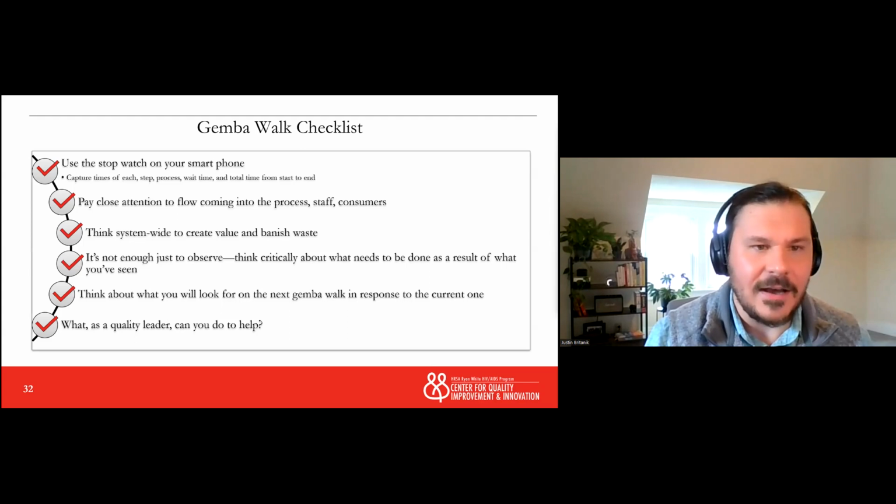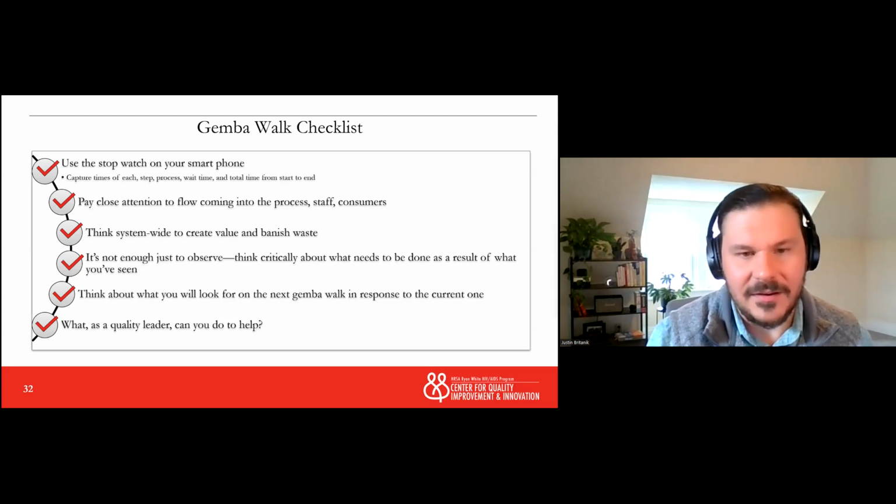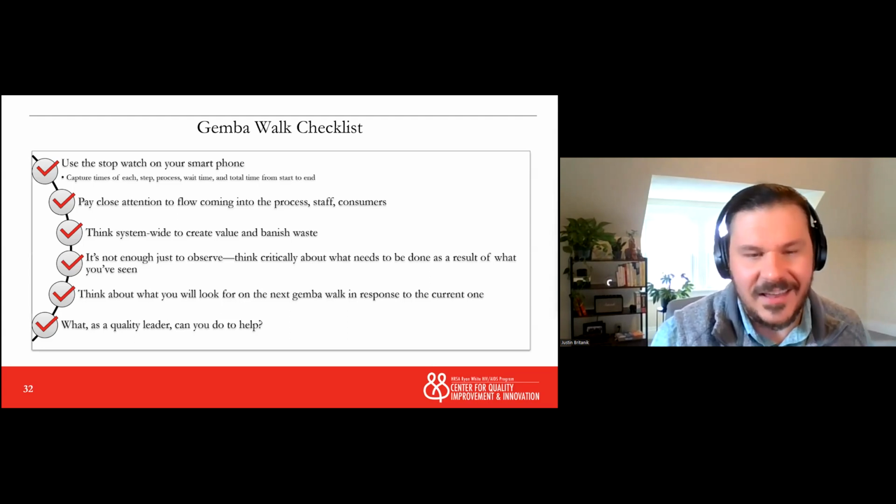And last but not least, what can you do as a quality leader to help? If there is some really low-hanging fruit, don't be afraid to offer help. And again, don't optimize subsystems, prioritize the improvements based on what you see, and respect people and help make their lives a little easier.